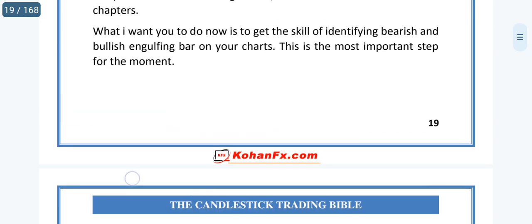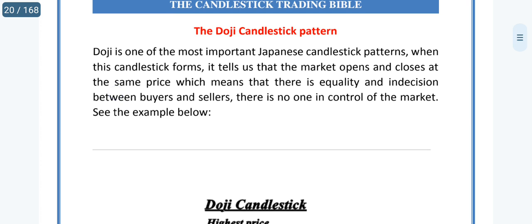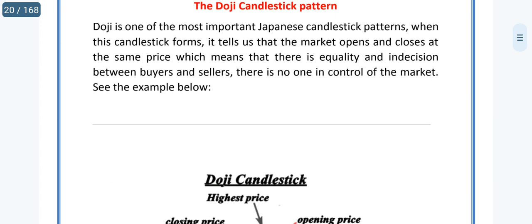Let's look at the last candlestick pattern for today, and it is called the Doji candlestick pattern. The Doji is one of the most important Japanese candlestick patterns. When this candlestick forms, it tells us that the market opens and closes at the same price, which means that there is equality and indecision between buyers and sellers.